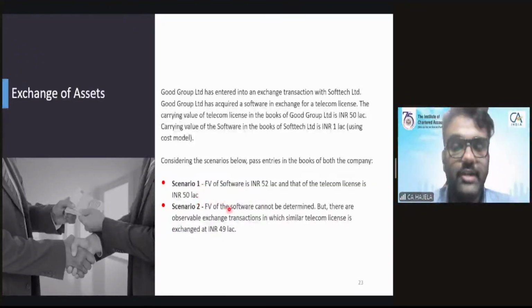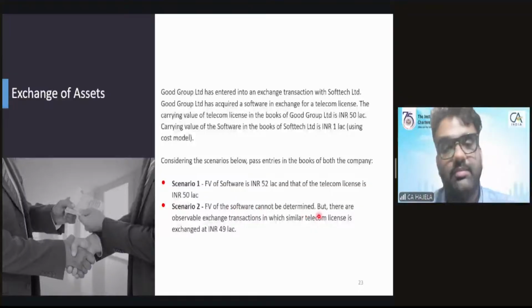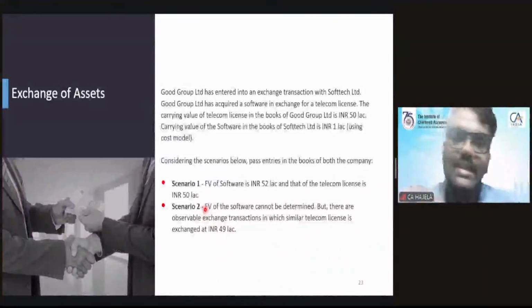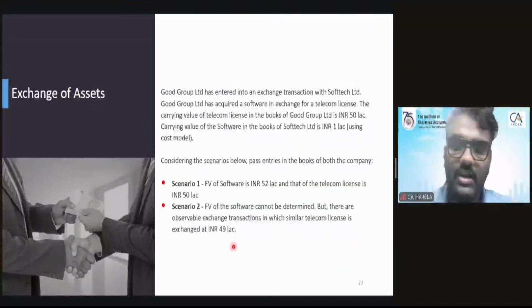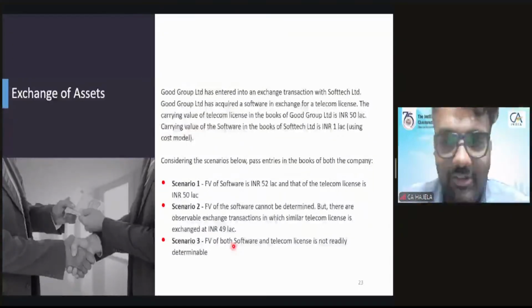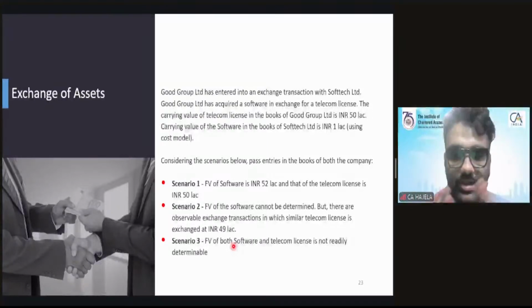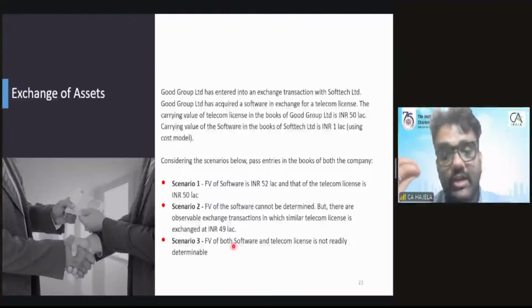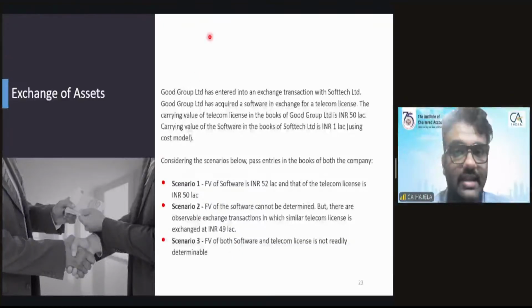Scenario 2 is the fair value of the software cannot be determined, but there are observable exchange transactions with similar, identical means very same but might need some changes, right? So let's figure out how the entries will be, because we are accountants and we love journal entries. Knowledge is good, but what will the entry be in the books? And third scenario is what if their value cannot be readily determinable, we do not know what the value is. Let us get started with the entries.